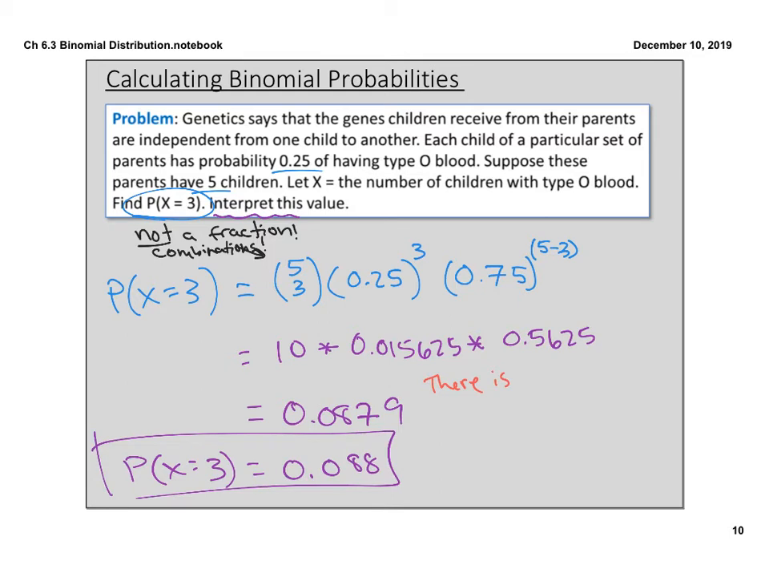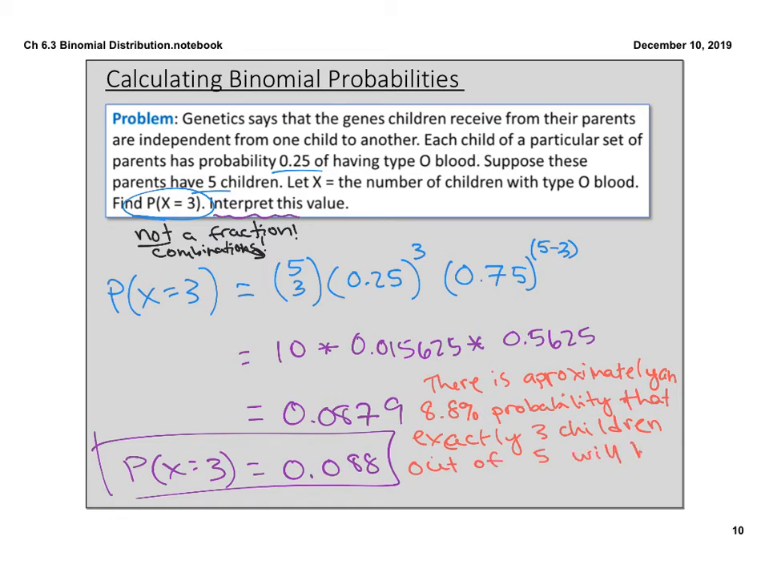There is approximately an 8.8% probability that exactly 3 children out of 5, there's your context, children out of 5 will have type O blood, with P equaling 0.25 for each trial. There you have it.